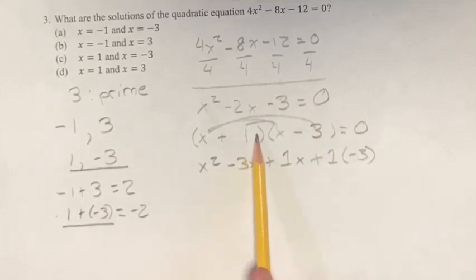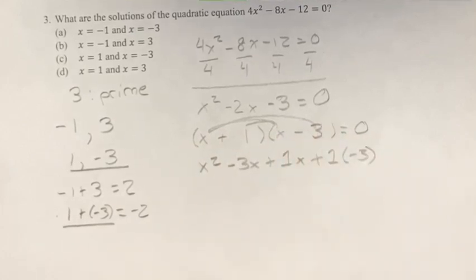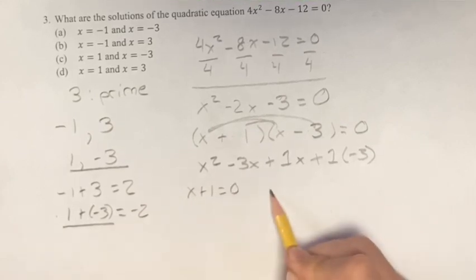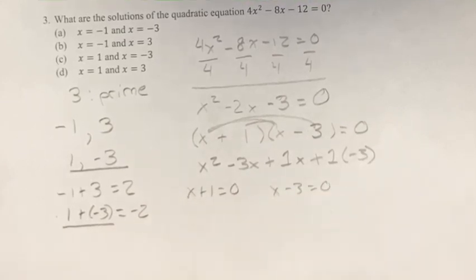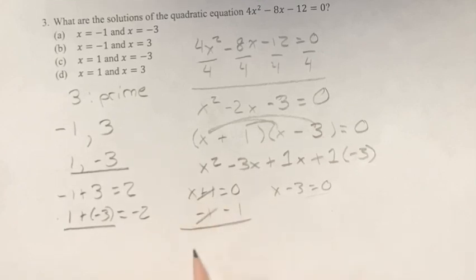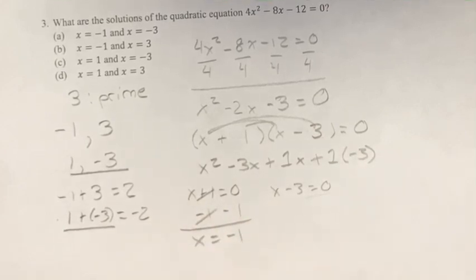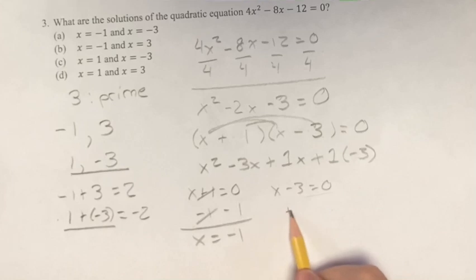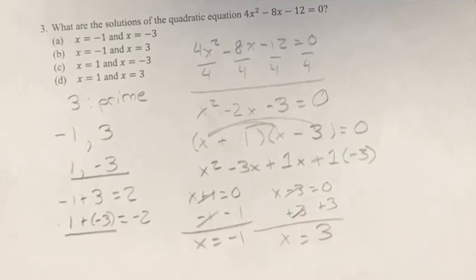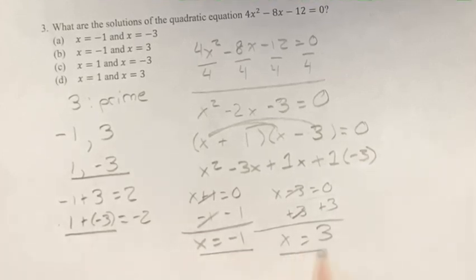Then we say, okay, we have this thing times this thing is equal to 0. For that to be true, either x plus 1 equals 0 or x minus 3 equals 0. So now we have the two possible solutions of this quadratic. So we subtract 1 on both sides from here. This cancels and we get x is equal to 0 minus 1 is negative 1. If you add 3 on both sides here, these cancel and you get x is equal to 0 plus 3 is 3. So the two solutions of this quadratic equation are x is equal to negative 1 and x is equal to 3, which correlates with b, which is going to be your final answer.